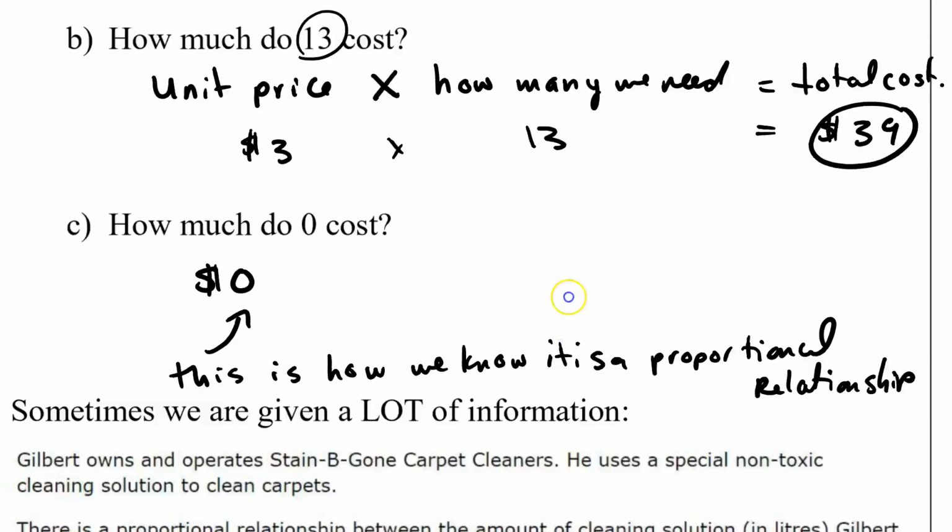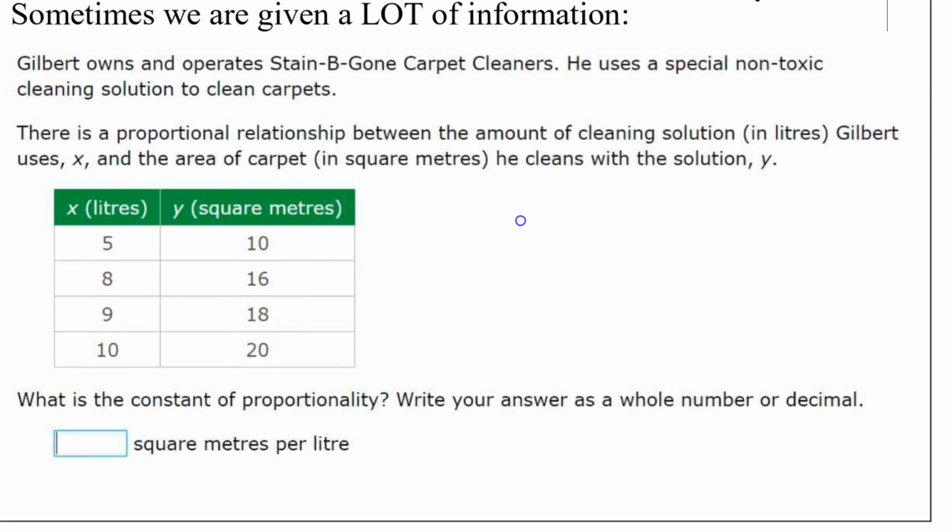So sometimes in questions we are given a lot of information. Okay, so let's do one question here. This is like the grade 8 J1. So Gilbert owns and operates Stain-Begone Carpet Cleaners. He uses a special non-toxic cleaning solution to clean carpets. There's a proportional relationship between the amount of the cleaning solution in liters that Gilbert uses, which is X, and the area of the carpet in square meters that he cleans with the solution, Y. What is the constant of proportionality?